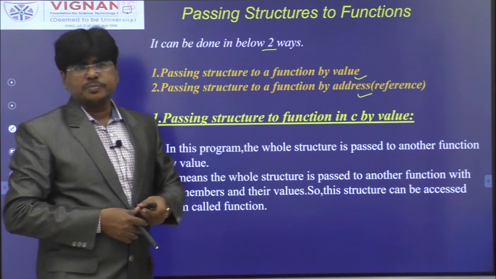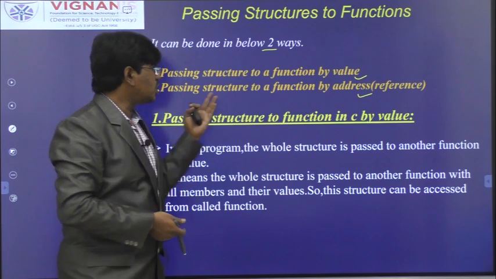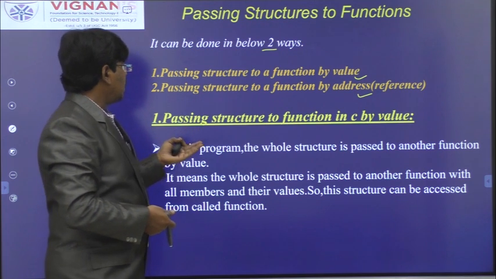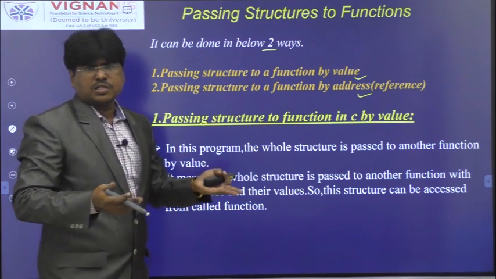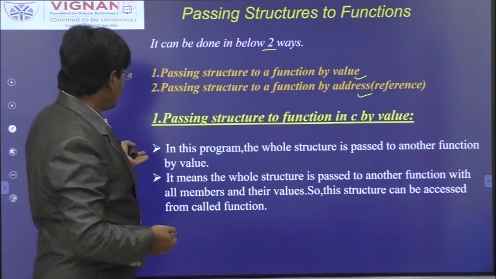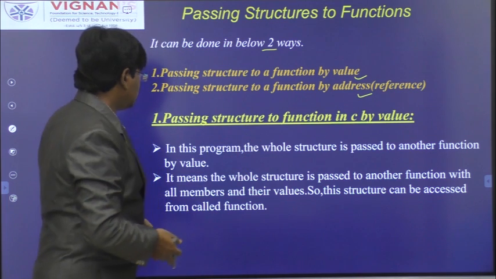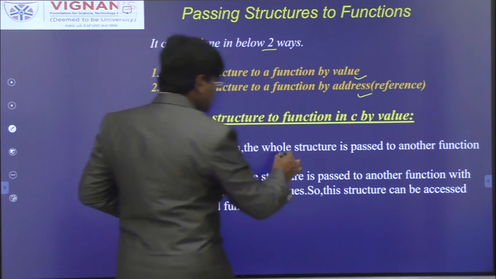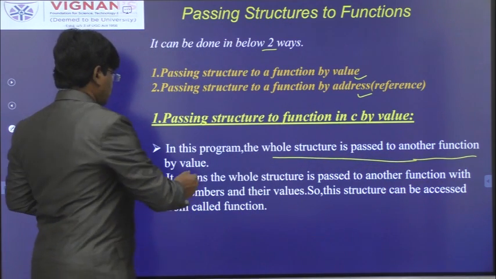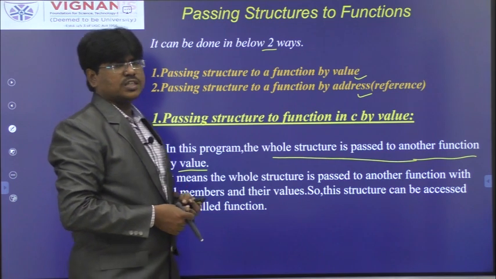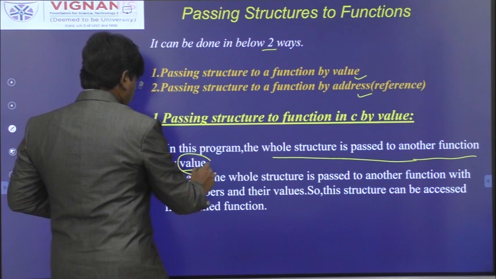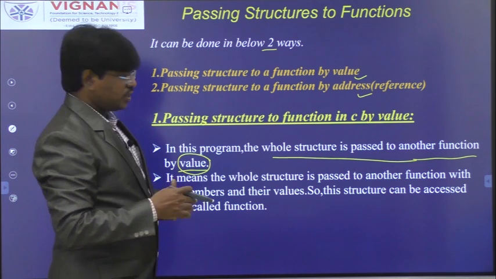Whenever a function call is made from the calling function to the called function, in the first case we are passing a value as a structure, and in the second one, instead of passing a value, we are passing the address. So that is nothing but two ways. In the first way, passing a structure to a function in C by value, the whole structure is passed to another function by its value.